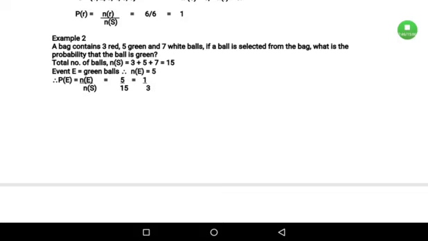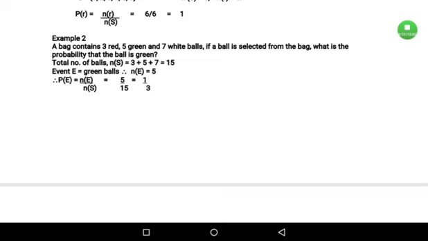Example 2. A bag contains 3 red, 5 green, 7 white balls. If a ball is selected from the bag, what is the probability that the ball is green? Now, the first thing you need to do is find the sample space. Add the number of balls you have together. We have 3 plus 5 plus 7. That gives 8 plus 7, which is 15. So the sample space is 15.